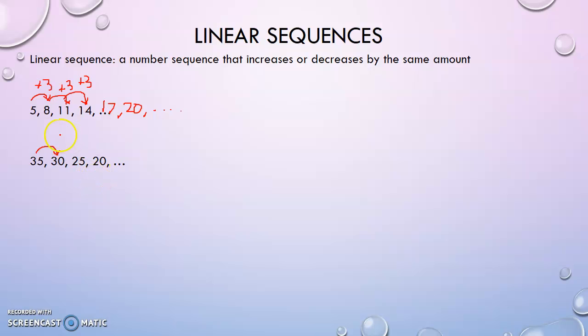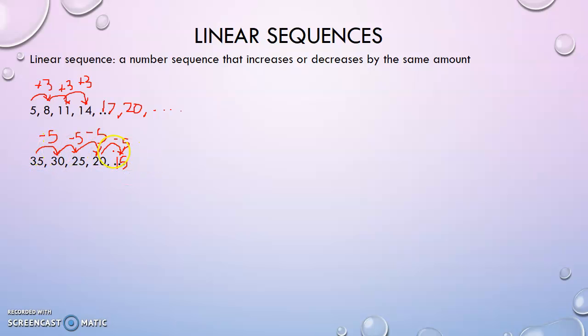It is decreasing, അല്ലേ? 35 എന്ന് -5 ചെയ്താല് you get 30. 30 എന്ന് -5 ചെയ്താല് you get 25. So when you reduce 5, you get 20. Now we know how to find the next number. 20 minus 5 ചെയ്യാം, അല്ലേ? 15. So the next number in the list is 15.